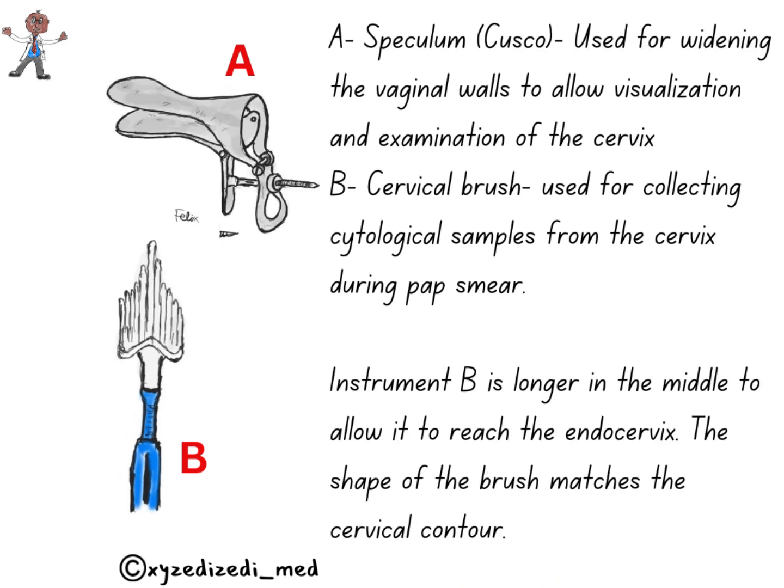A. Speculum, Cusco, used for widening the vaginal walls to allow visualization and examination of the cervix. B. Cervical brush, used for collecting cytological samples from the cervix during pap smear. Instrument B is longer in the middle to allow it to reach the endocervix. The shape of the brush matches the cervical contour.